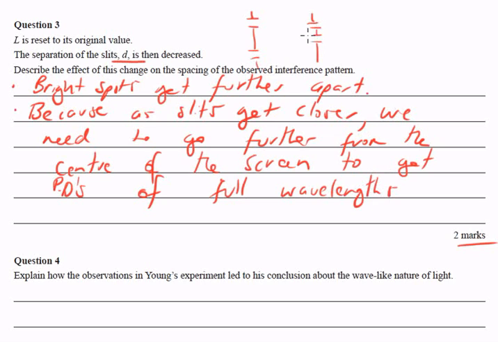Because these are so close together, it's going to be harder to go further out on the screen over here, from the middle, way out over here, to get a considerable path difference, the difference in the length from here to here, and the difference from the length from here to here. As opposed to, say, over here, look at that, such a huge difference because the slits are so big. And remember, when path difference is equal to a whole number of wavelengths, you get bright spots. So because as the slits get closer, we need to go further from the center of the screen to get path differences of full wavelengths, which are bright spots.